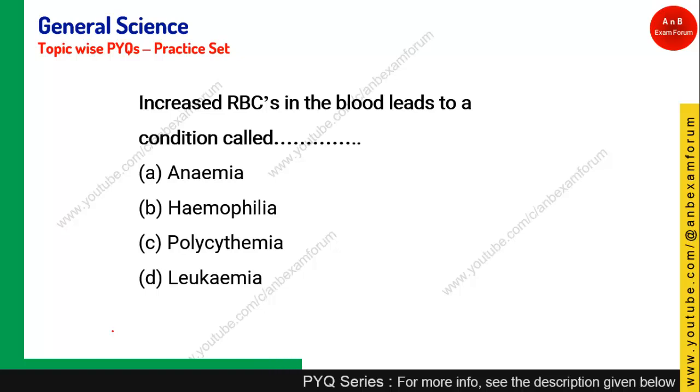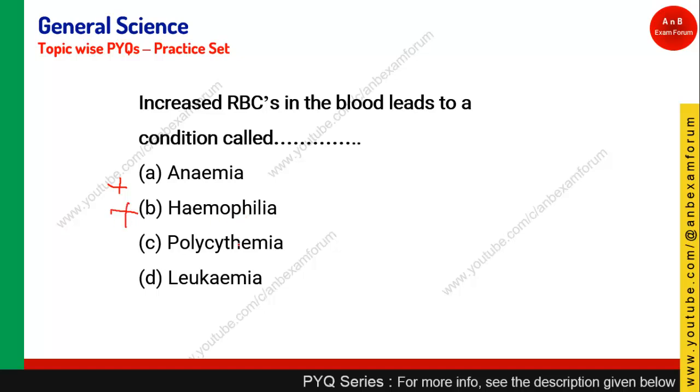Increased RBC in blood leads to a condition called what? Anemia, hemophilia, polycythemia, leukemia. The deficiency of blood is called anemia, so this is incorrect. Hemophilia is a genetic disorder where the body is not able to clot the blood, so this is again wrong. Polycythemia, yes, it is right. You can relate it with the word poly. Poly means many. So when many RBCs are there in the blood, it leads to a condition called polycythemia. Option C, those who have given that, they are right.